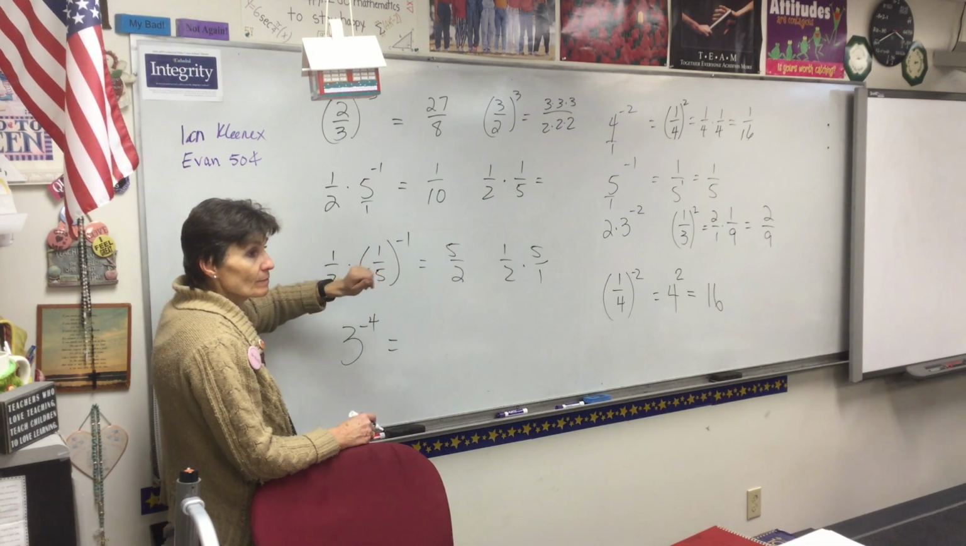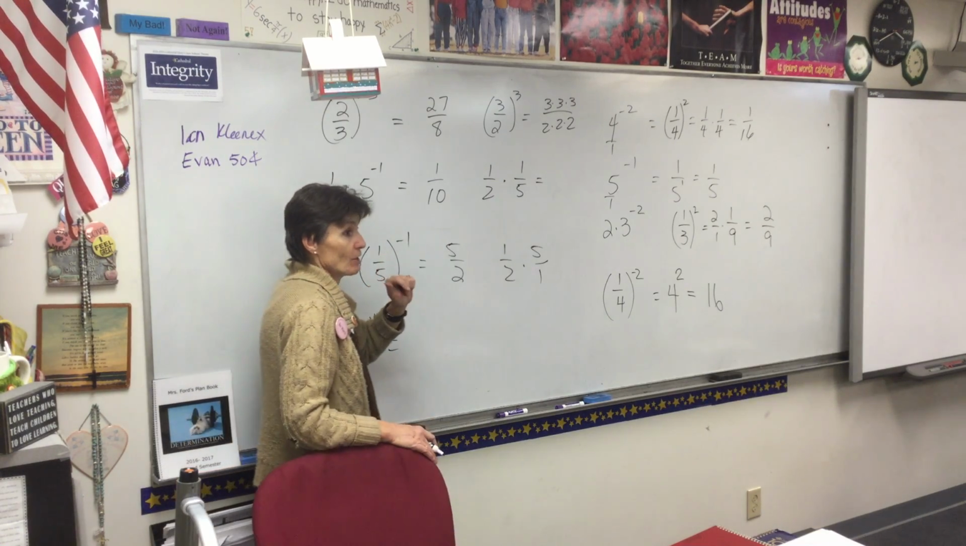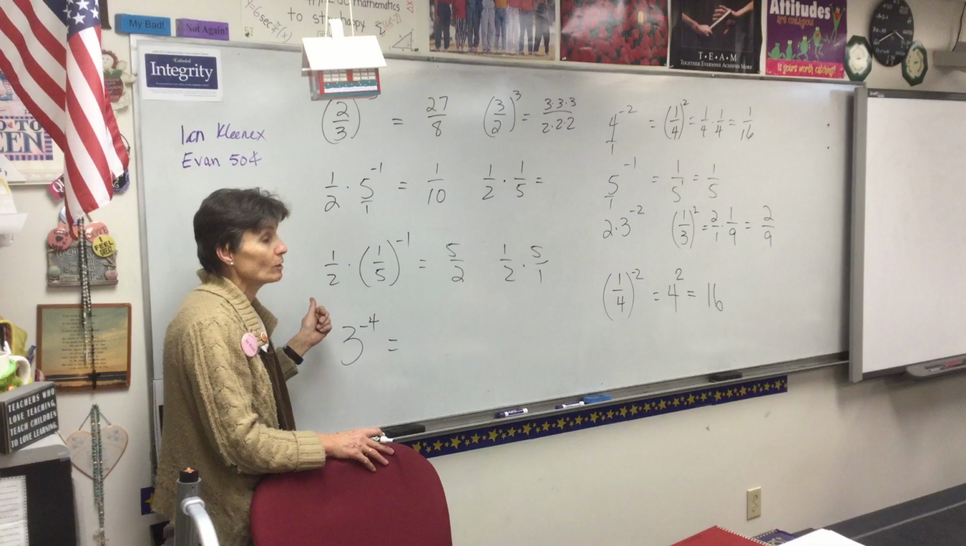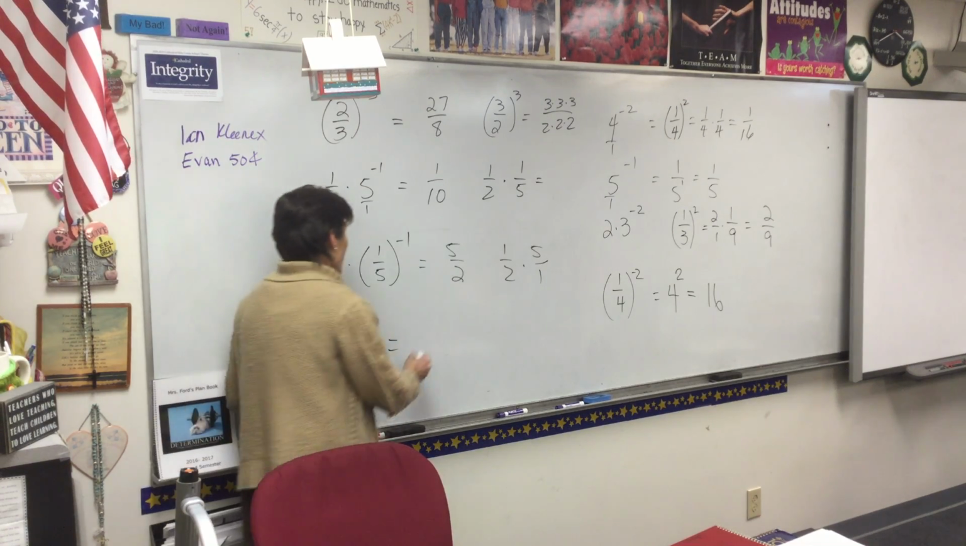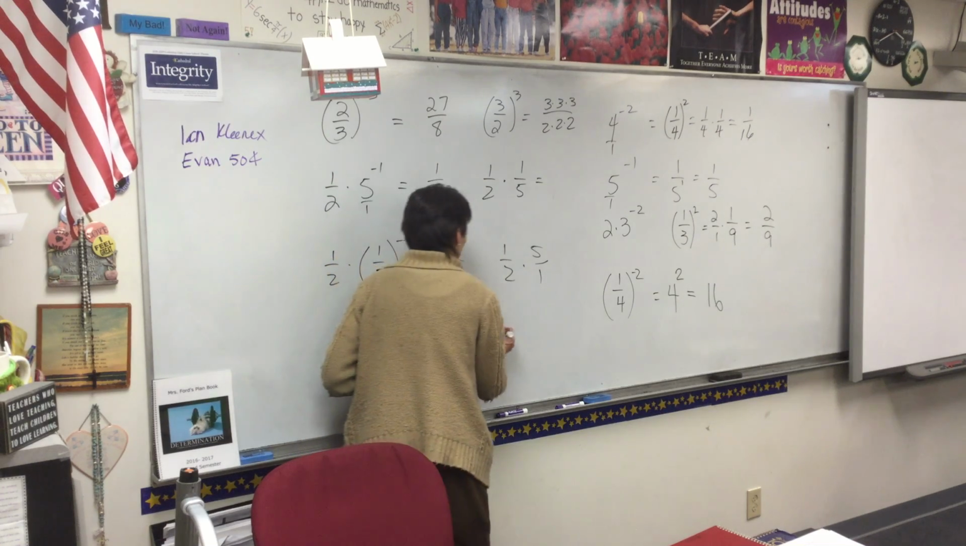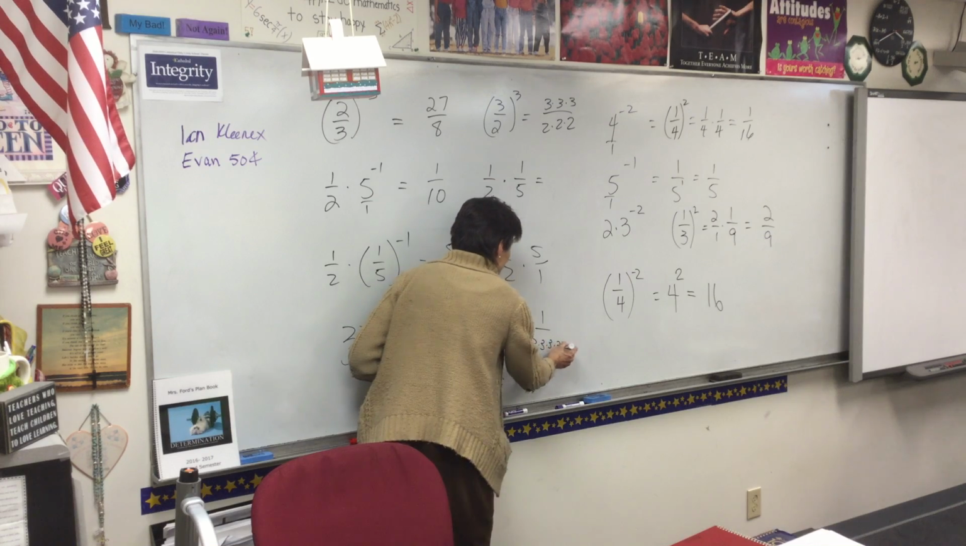Can you make it into like a fraction or decimal? You could. You're not going to have a calculator though, so if you do that, that's on your own. And who's got an answer to this one? 1 over 81. 1 over 81 because it's 1 over 3 to the 4th, which is 1 over 3 times 3 times 3 times 3.